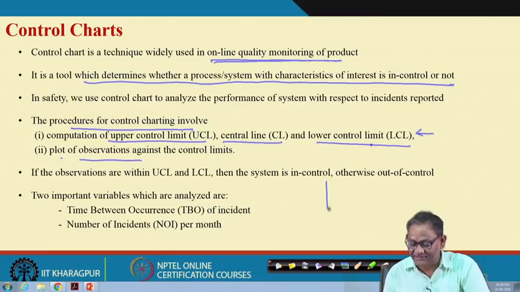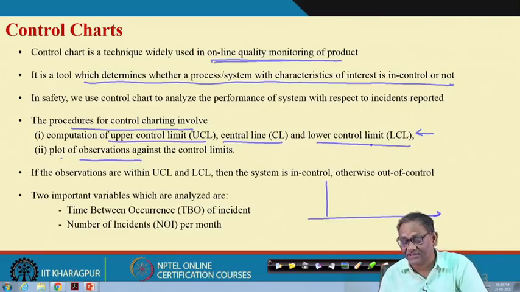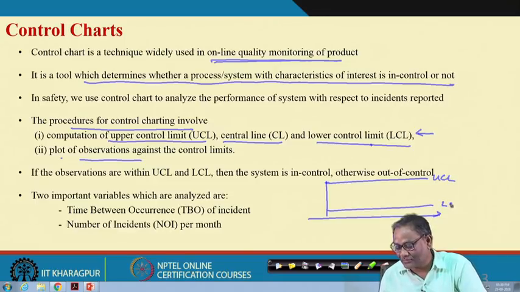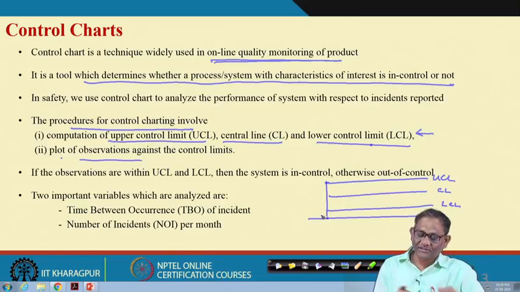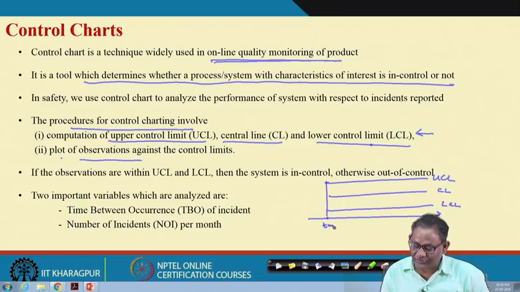So suppose this is my chart, this is my upper control limit, this is my lower control limit, this is my central limit. Now the chart is ready with certain previous data you have used to make it. Now suppose at t equal to 0 you start, and at t equal to 1 there is an observation, for example, suppose this is a time between accidents or occurrences.